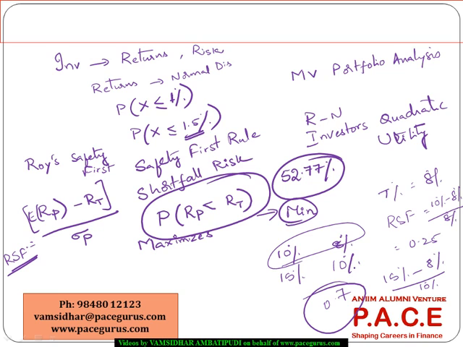And in this Roy's safety first criteria formula, instead of a target return, if I use the risk-free rate of return, this gets translated into a Sharpe ratio. The safety first ratio gets translated into a Sharpe ratio, and even in the case of the Sharpe ratio, the intention is to choose that particular portfolio which maximizes the Sharpe ratio. So the fundamentals remain the same, whether we are going for a Sharpe ratio or safety first criteria ratio.